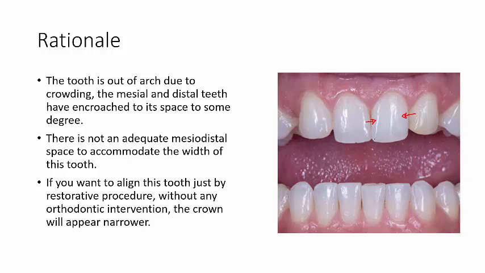Now you are trying to make it aligned. So what is going to happen? It will appear narrower. The tooth is out of arch due to crowding. The mesial and distal teeth have encroached on its space to some degree. There is not adequate mesiodistal space to accommodate the width of this tooth. If you want to align this tooth just by a restorative procedure without any orthodontic intervention, the crown will appear narrower.